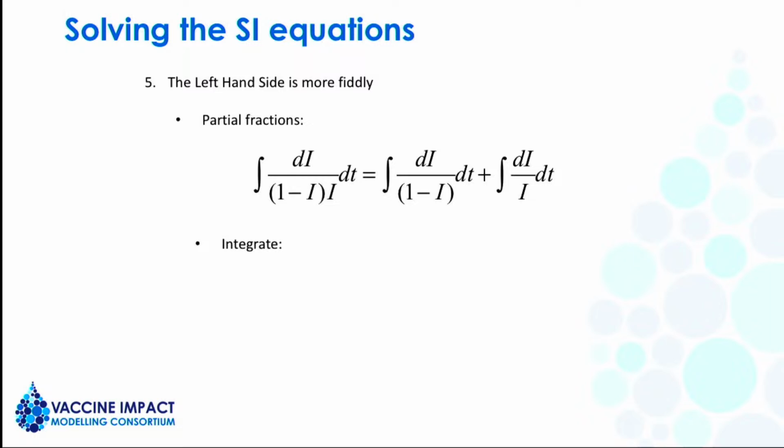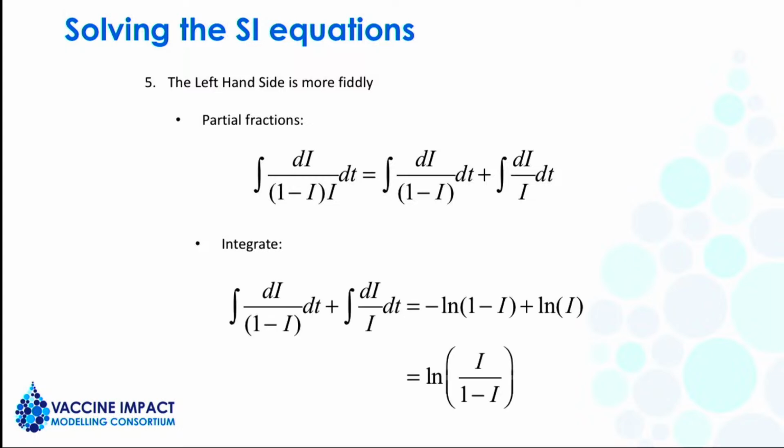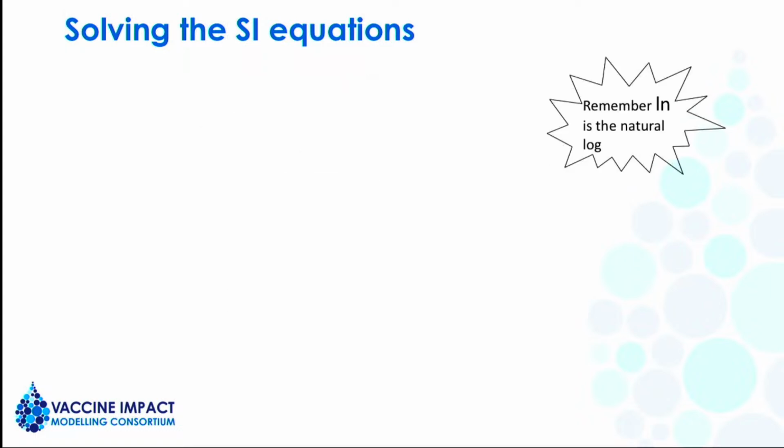Essentially, we take what we've got over on the left-hand side and we turn it into more convenient fractions to work with. We split this up. Now we've got two integrals added together, so we can treat them separately and integrate both of these to get log base e of 1 minus I plus log base e of I, which we can combine with some log rules. And just a note, the ln is log base e.